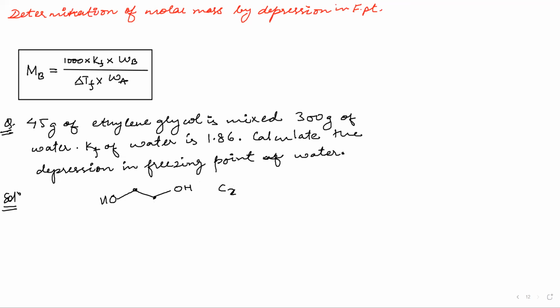This is C2, and here will be hydrogens. Here will be hydrogens. How many H? H6, O2. This is ethylene glycol. Let me know if you get stuck somewhere.